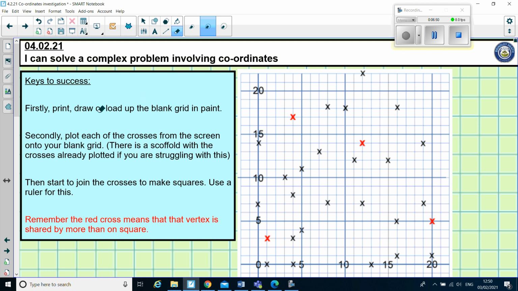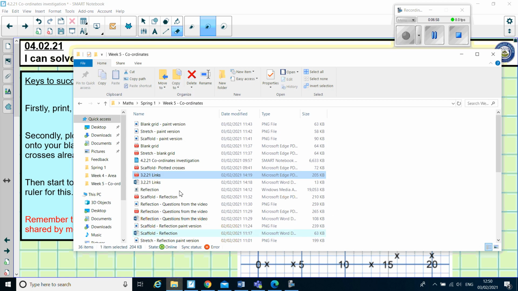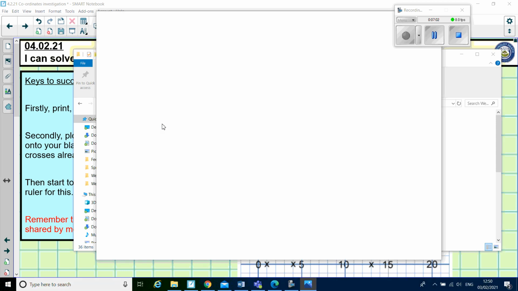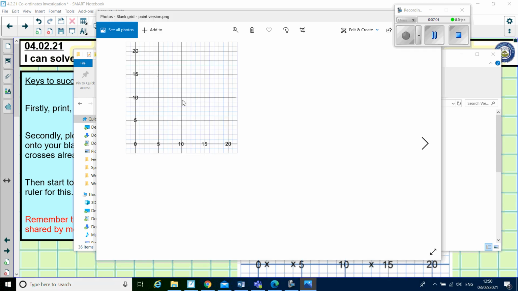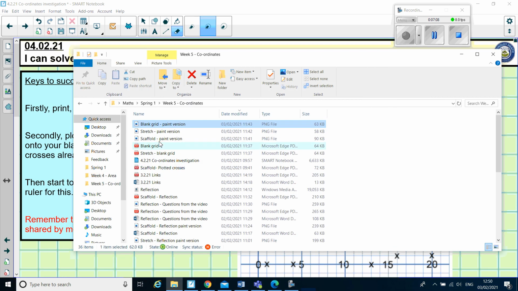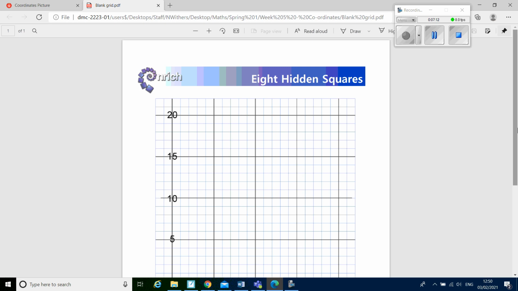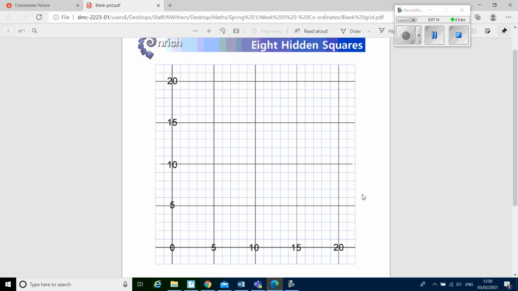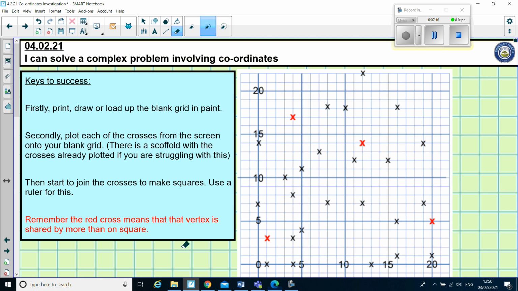Once you've got yourself set up with a blank coordinate grid, I will just show you what I mean by that. That is in your folder for today. So this is the Paint version. If you're going to be using Microsoft Paint, you load it up, and it looks like this. Similarly, we also have the blank grid version that you can print off. So your first key to success is to get yourself set up with that blank grid.